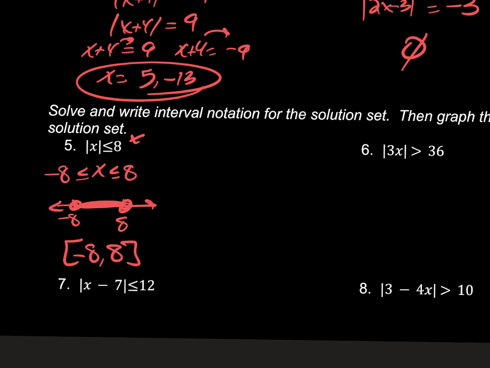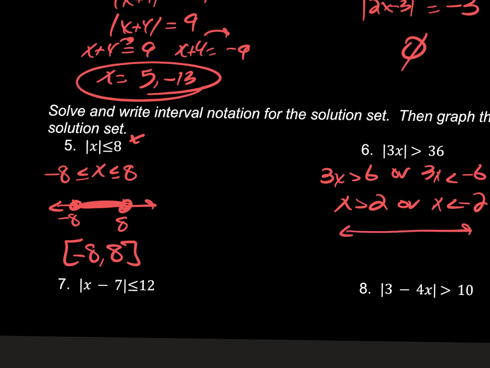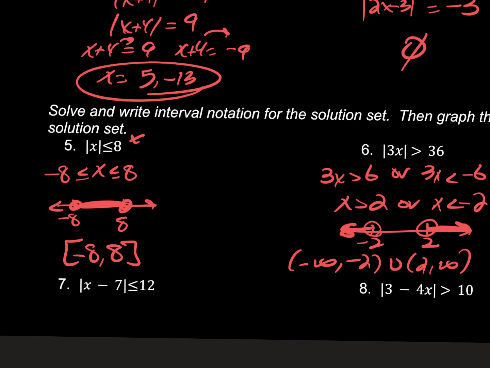Number 6 is going to be an "or" because it's greater than. So 3x is greater than 6 or 3x is less than negative 6. Divide by 3. Divide by 3. And there you have it. Just do the number line. Go negative 2 with an empty circle, shade towards the arrow. Positive 2 with an empty circle, shade toward the arrow. Now, when you do interval notation, you got to do both spots. So negative infinity to negative 2, with the union symbol, 2 to infinity. Notice all parentheses because there's no equal sign, no filled in circles.